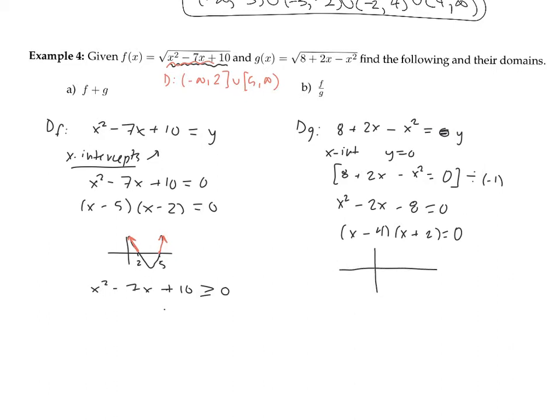So where would that parabola cross the x-axis? 4, -2. Great, -2, 4. And looking at the original thing, would the original one have been upside down or right side up? Upside down, it would have been sad. So what would the domain of g be then? What numbers can you plug into g? Everything between -2 and 4. Exactly.